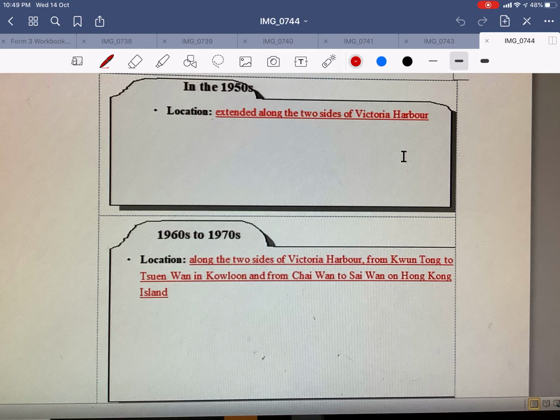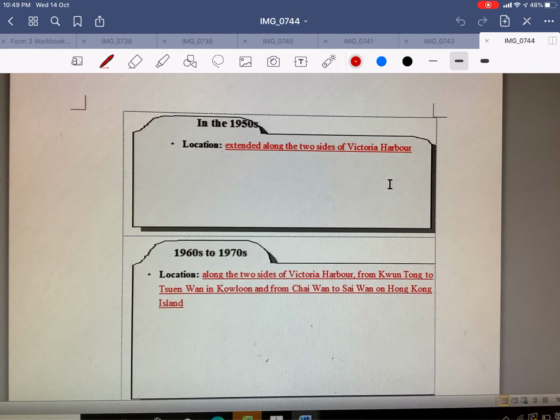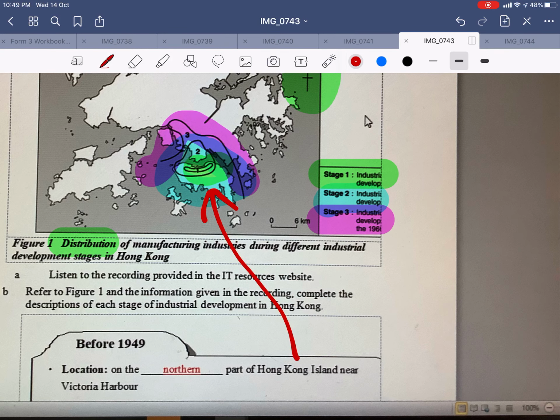How about the 1960s? Along two sides of the Victoria Harbour, you can also name places such as Kwun Tong, Tsuen Wan, Chai Wan to Sai Wan, which is more extensive. So you have to tell me some examples of places, mainly when it comes to this kind of spatial distribution question. From previous knowledge, I think Mr. Mac or Mr. Wong have taught you this already. You have to tell me not just the direction, you also have to tell me the place name of the district.